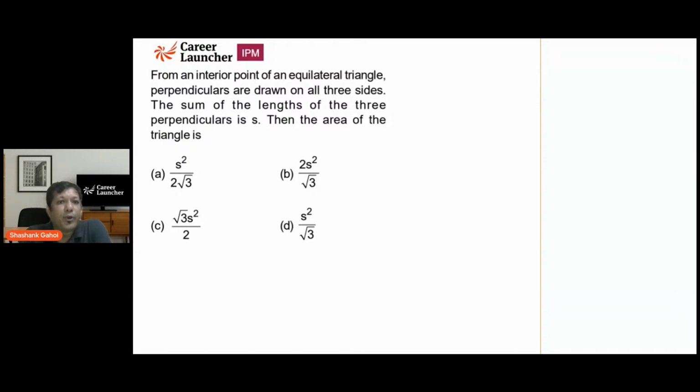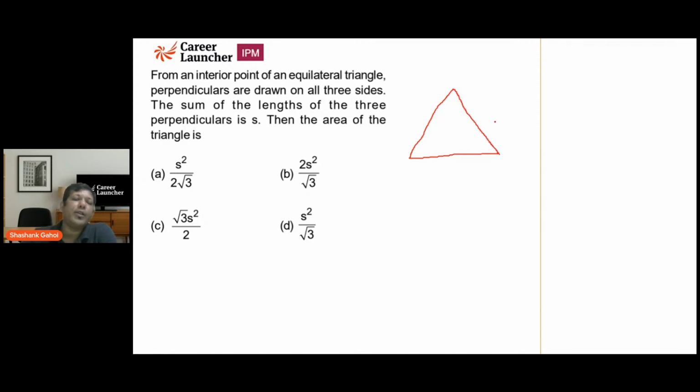From an interior point of an equilateral triangle, perpendiculars are drawn on the three sides. The sum of the lengths of the three perpendiculars is S. The area of the triangle is what? Okay. So now the sum is given and we need to find out the area. Now it is going to be a tricky one. Okay. So what I'm going to do in this case?